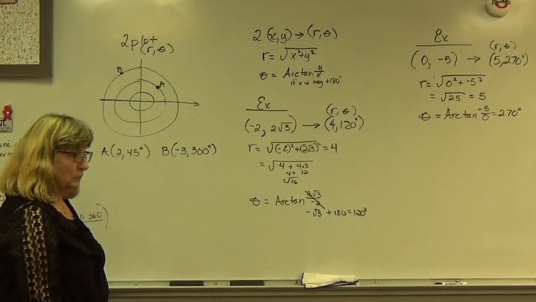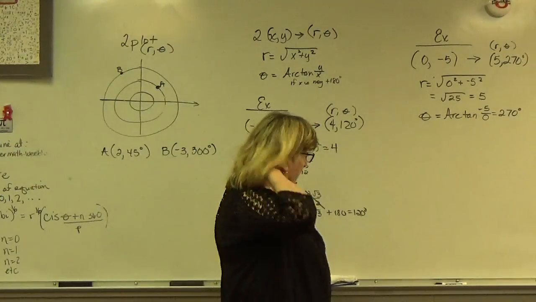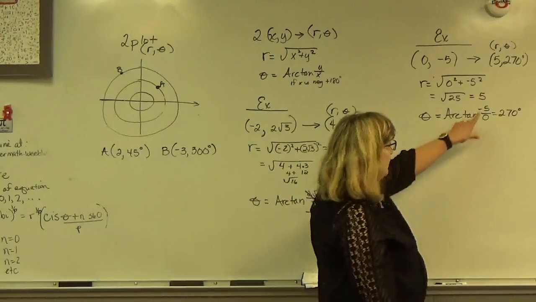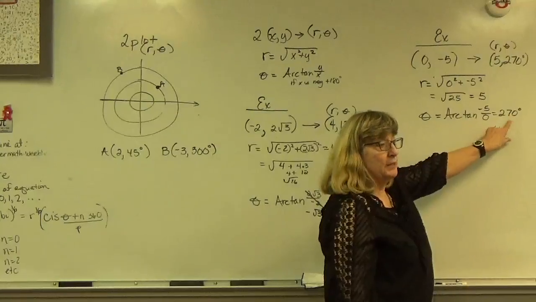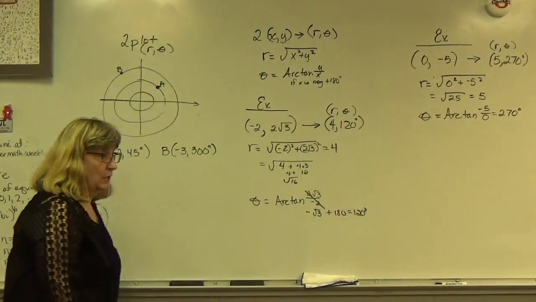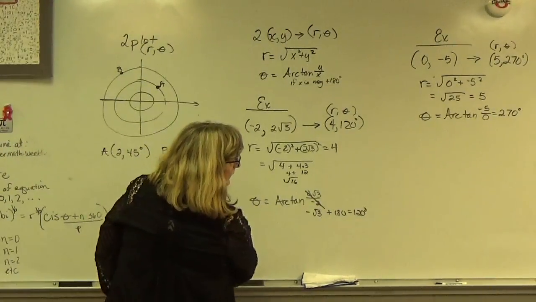So if your tangent ends up being undefined, then you gotta make the decision. If it's a positive 5 on top, for instance, it would have been a 90. But since it's negative, you go 270. Okay, good?